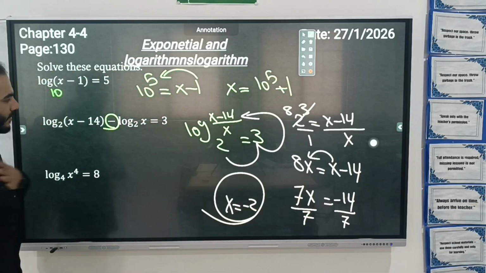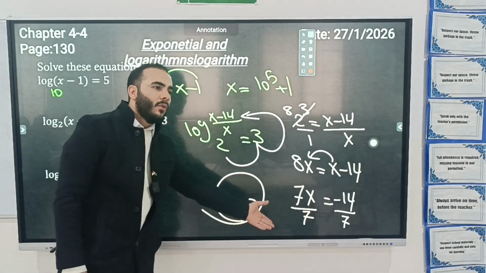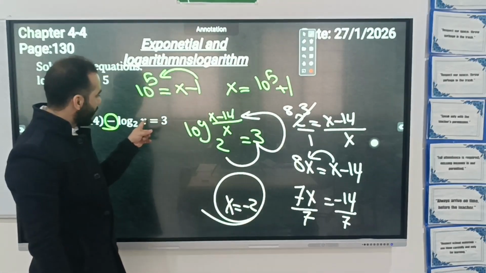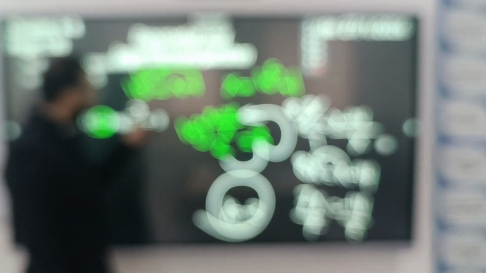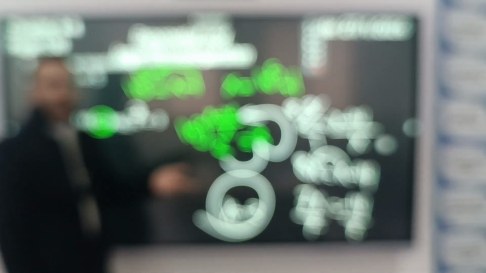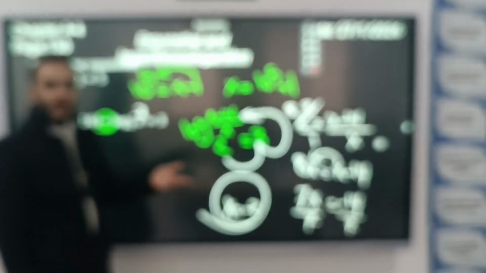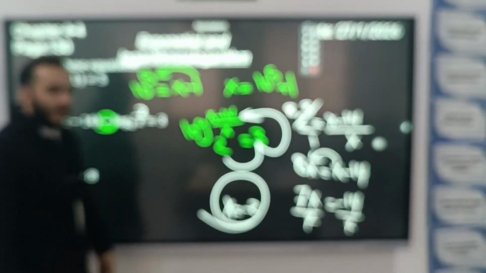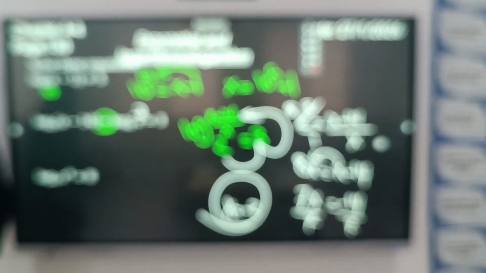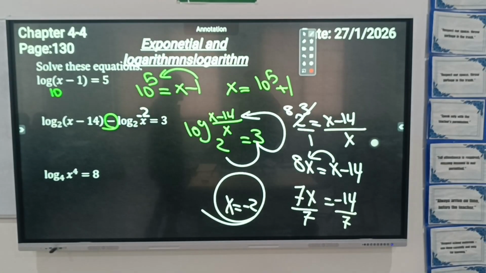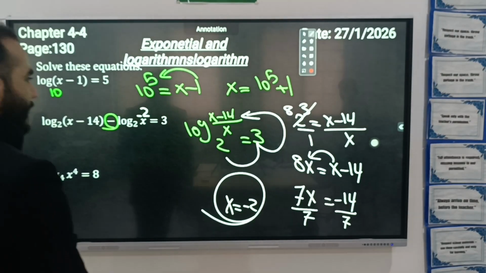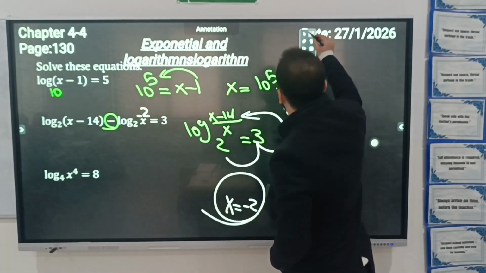So x equals to negative 2. You might ask me, teacher, is this a solution? Absolutely not. Why? Because if you substitute it here, it's going to be negative 2. We said that the argument of the logarithm should not be negative. Is it okay? Okay. Perfect.